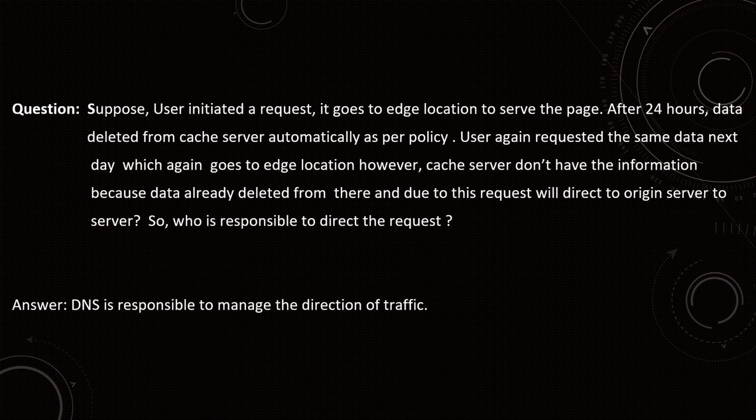Coming to the next question, next slide. This is a scenario based question. Suppose a user initiated request goes to edge locations first to serve the page, and after 24 hours data is deleted from the cache servers automatically, as per the predefined policy. The user again requests the same data next day, which again goes to edge locations. However, the cache server doesn't have this information because of the deletion on the previous day. So this request will again redirect to the original servers to serve the page.